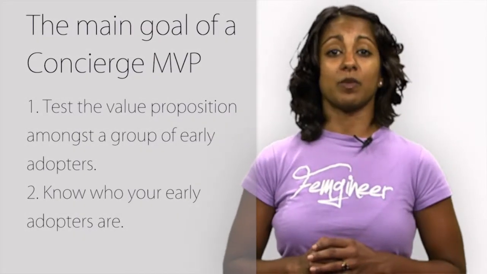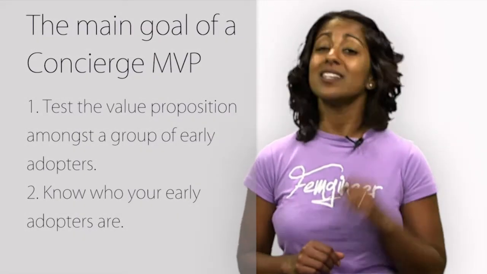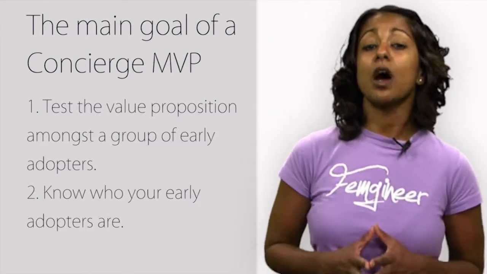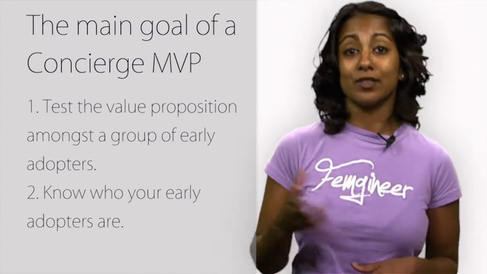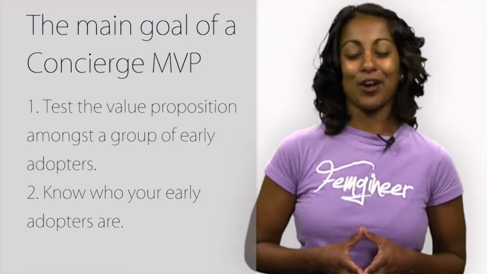Now, one last parting point. No matter whether or not your Concierge MVP is a wild success or a horrible failure, you will need to iterate and refine it. The reason being, you cannot scale a business long-term with just a Concierge MVP. Remember, the main goal of a Concierge MVP is twofold. The first is to test the value proposition amongst a group of early adopters. And the second is to make sure you know who your early adopters are.